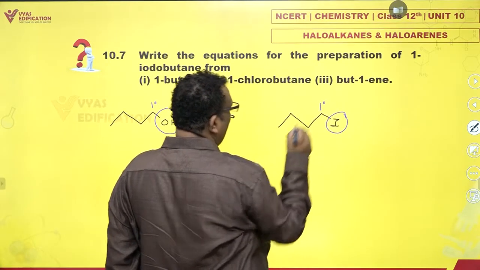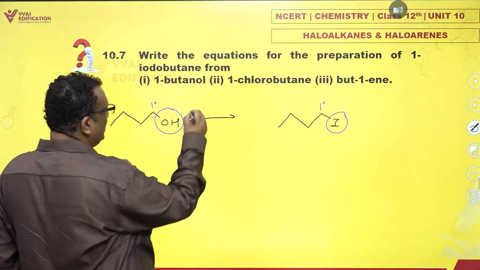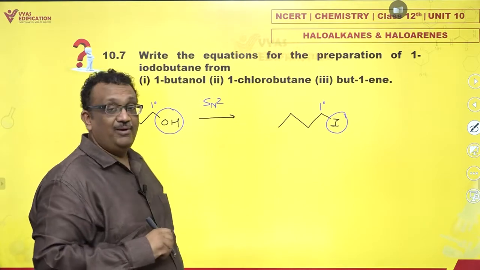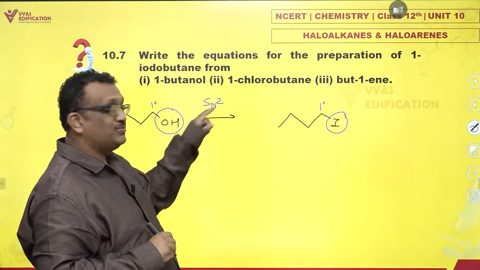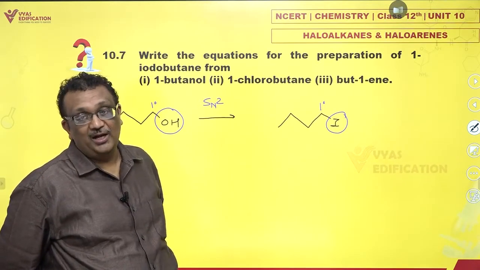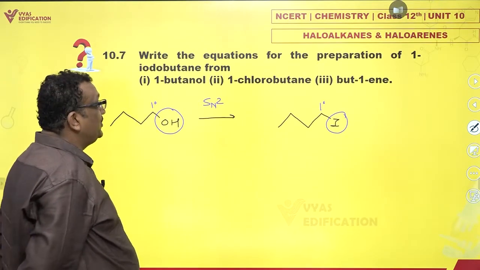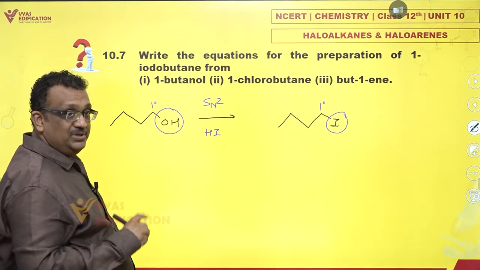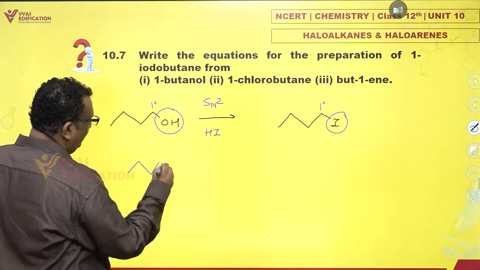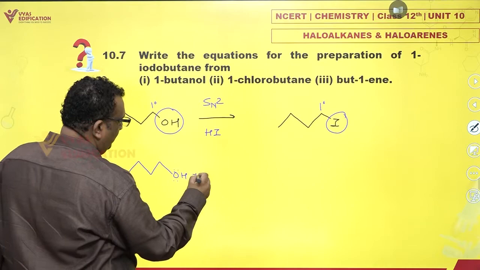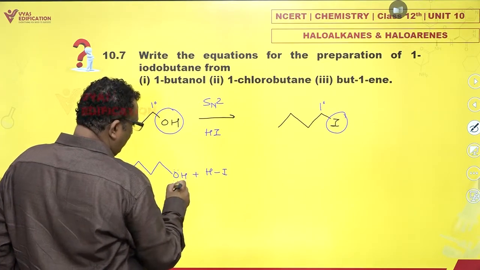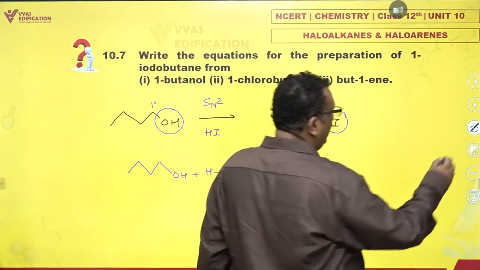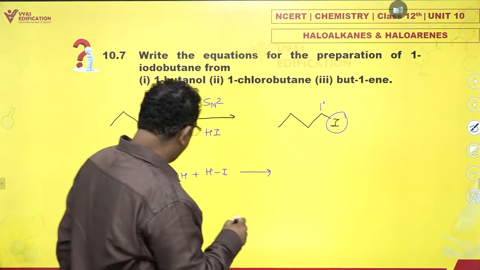Now, if you want primary to primary, it clearly indicates SN2 mechanism. We are doing a nucleophilic substitution, using the nucleophile I minus. So, what could have been a possibility? One possibility could have been just use HI. What happens? There are two steps. You have alcohol plus HI. Please note, we should not have hot conditions, otherwise there would be a problem. Cold is good enough.